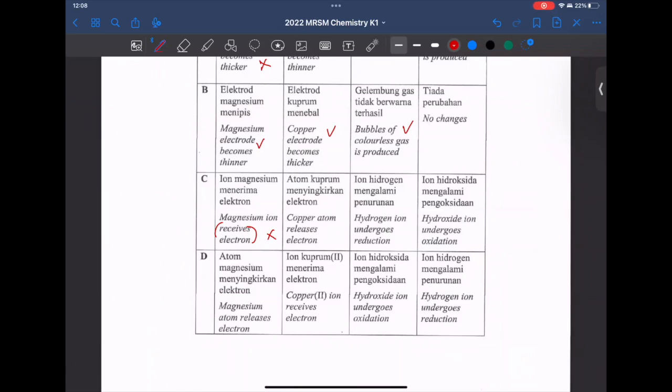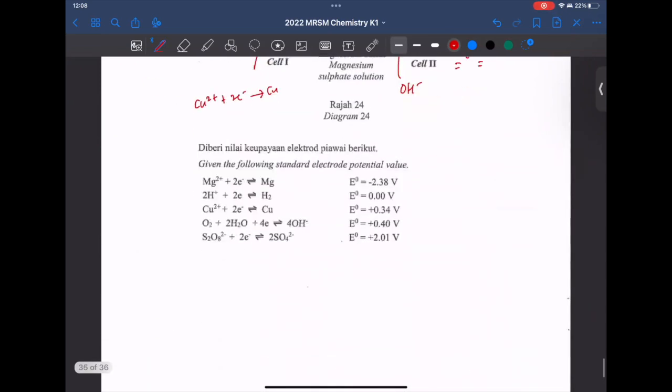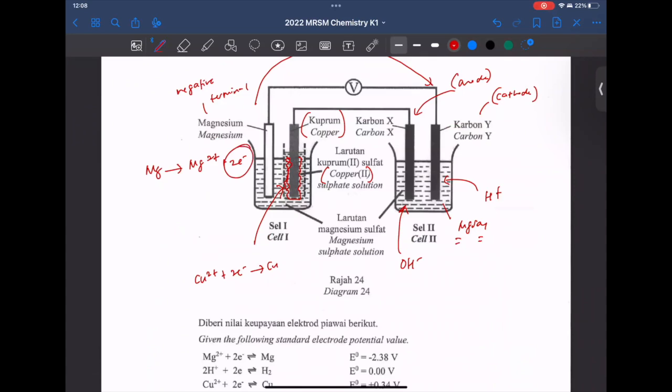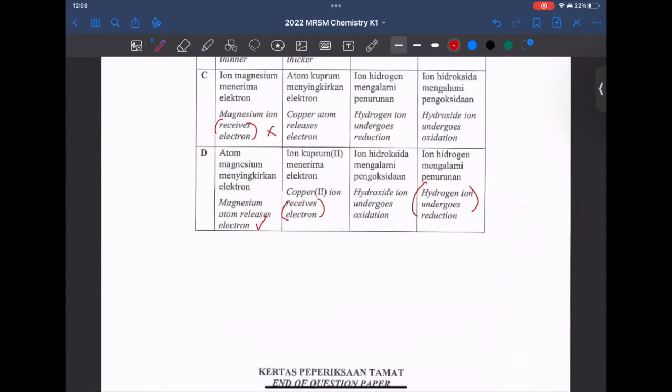I would say no changes, wrong. So hydrogen ion undergoes reduction, correct. So this is correct. So we show this now, right? It releases electrons. So magnesium releases electron, correct. Copper receives electron, also correct. So supposedly this is Mg becoming Mg2+.